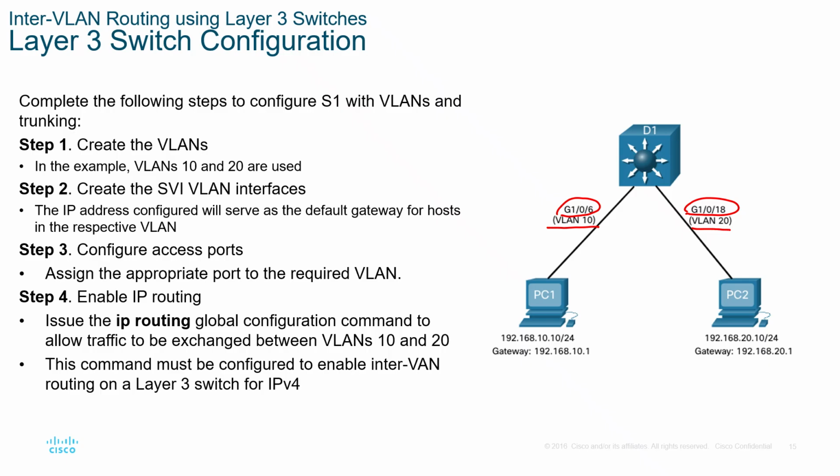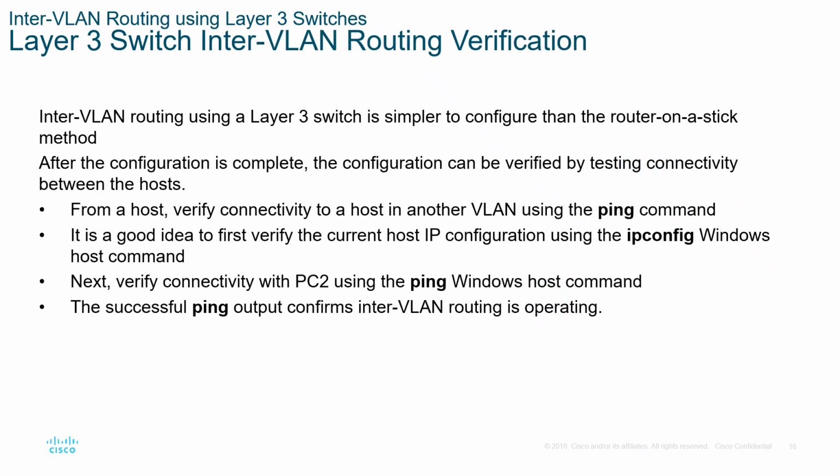Then on the switch, you need to issue the IP routing global configuration command to allow traffic to be exchanged between VLAN 10 and VLAN 20. This command must be configured to enable inter-VLAN routing on a layer 3 switch. Inter-VLAN routing using a layer 3 switch is simpler to configure than router on a stick.